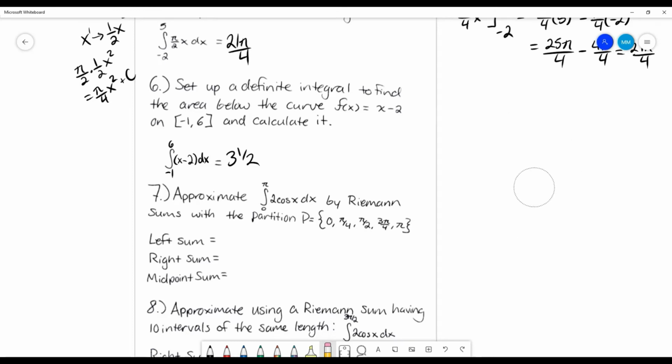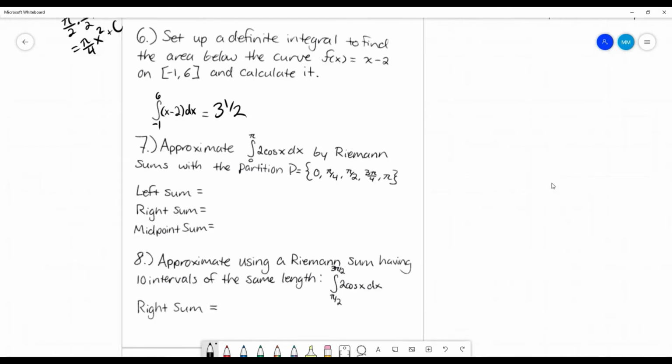Number 7 is another with our Riemann sums. And yeah, so we want to approximate this integral, 2 cosine of x from 0 to pi using Riemann sums with the following partition.